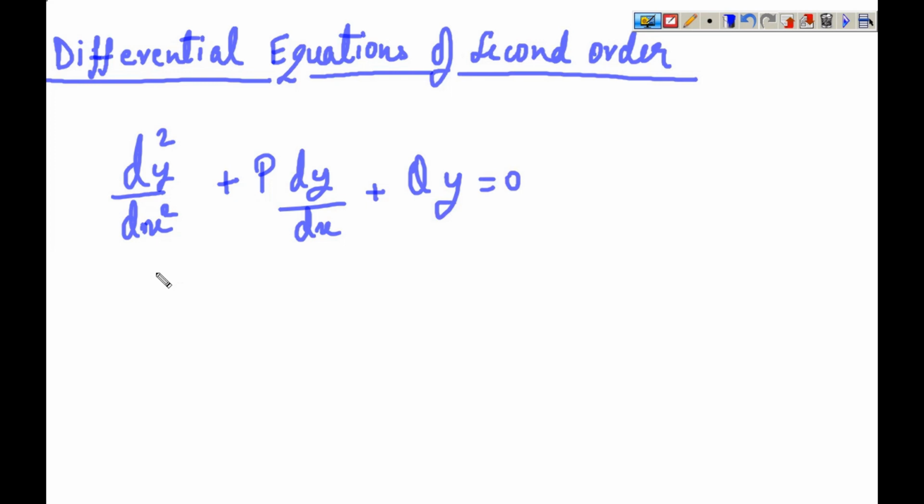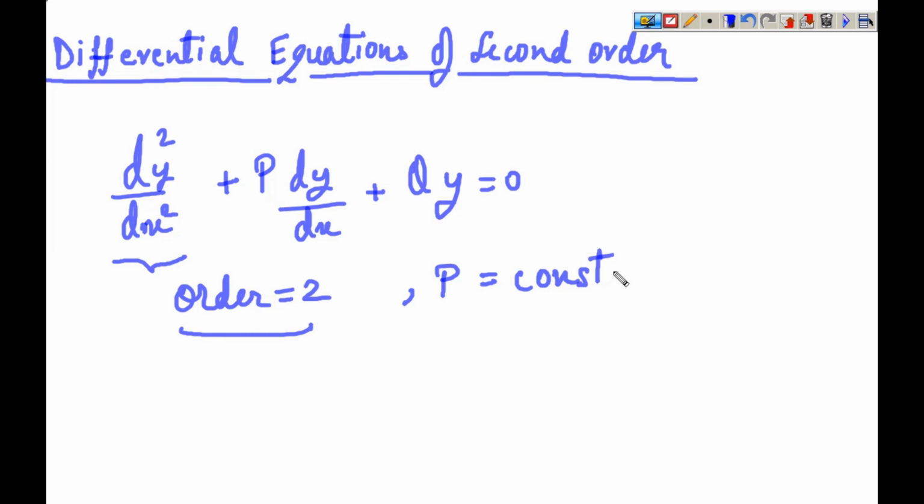So when we see a differential equation in which one term is differentiated twice, the order is 2, therefore this becomes a differential equation of second order. Also, p and q are constants. So here q is also a constant. So how do we solve these types of equations?